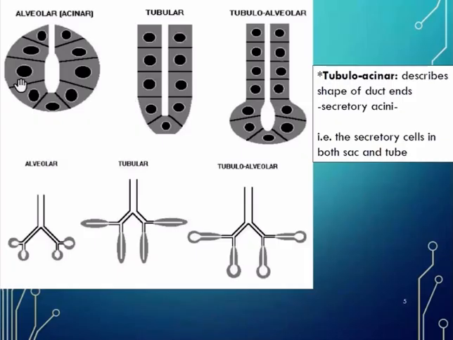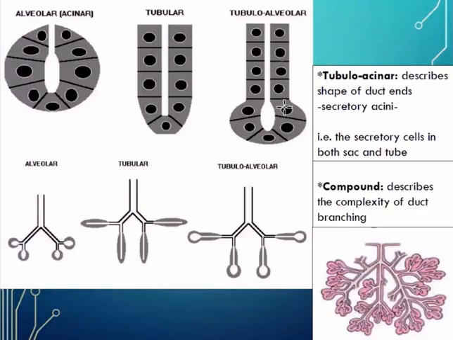Here is the shape alveolar or acinar. Here's the shape tubular. The salivary gland configuration is tubuloalveolar, both tubuloacinar, and it is also compound, which means we have multi-complexity of branching of the ducts. You know that the secretion of saliva is dependent upon taste and mastication, so it has complex integration from the salivary centers.